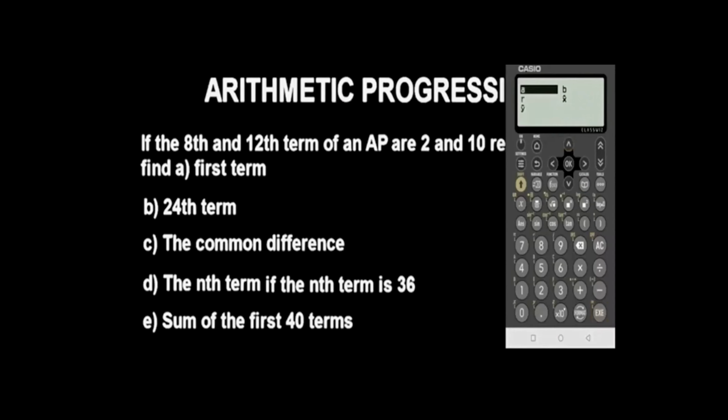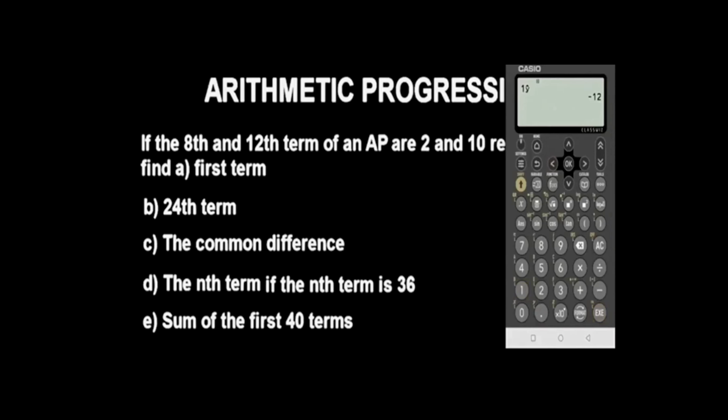When you get here, go for this one. This symbol is what I used to find the number of terms. Alright, so press execute. Now looking at the first term, all you need to do is go to the front of this symbol and put 1, which is first term, press execute. So the first term is minus 12.